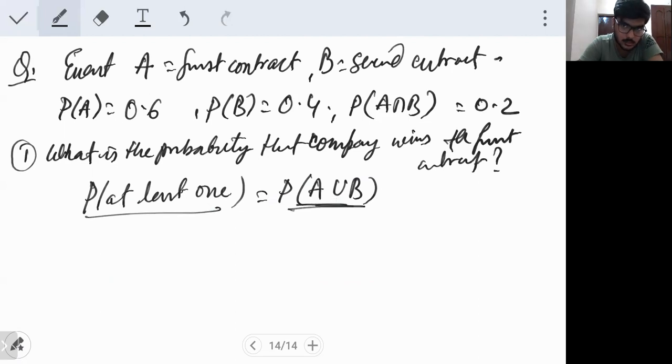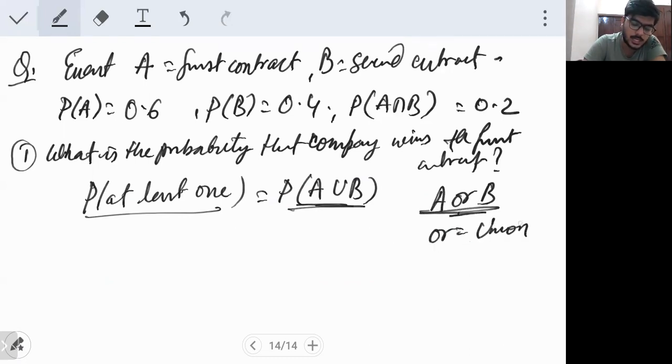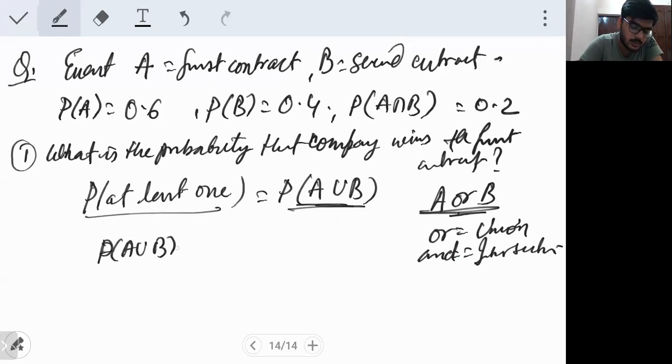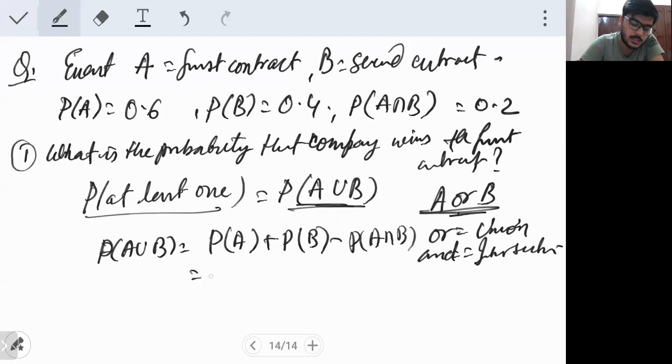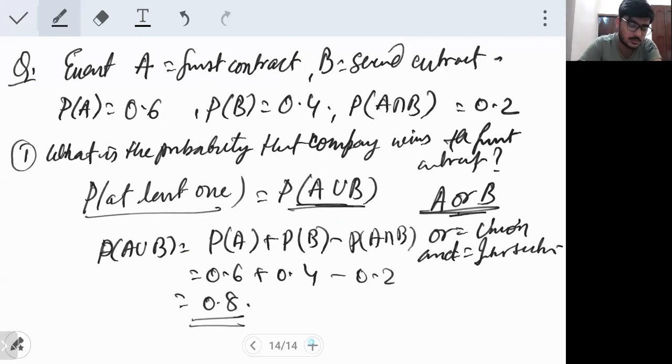I have defined the term union, that is A or B, and "or" means union, and "and" means intersection, that I have already defined. So A or B, anything. So we already know how to solve this. The probability of A union B will be equal to the probability of A plus the probability of B minus the probability of A intersection B, and this is quite easy. 0.6 plus 0.4 minus 0.2, that is equal to 0.8, right? We have solved the first question.